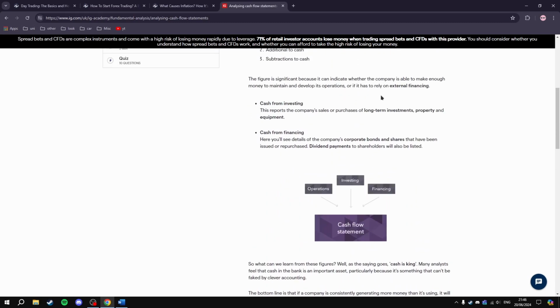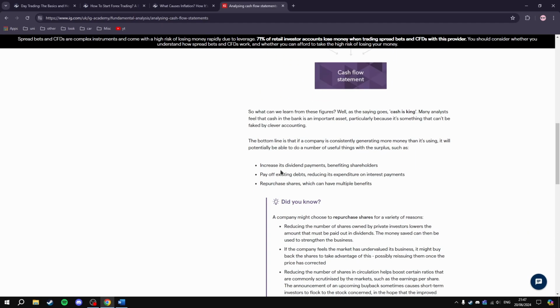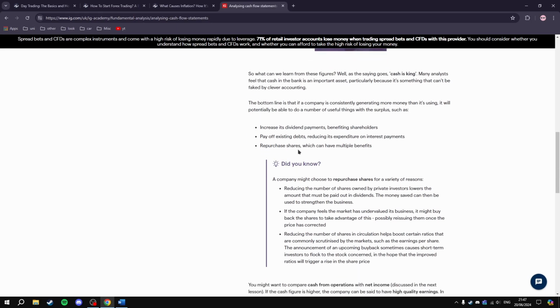So from the cash flow statement, the fundamental is that if a company is consistently generating more money than it's using, it will potentially be able to do a number of useful things with the surplus, such as increase its dividend payments, benefiting the shareholders. We've also got paying off existing debts, so reducing its expenditure on interest payments. And we've got repurchasing shares, which can have multiple benefits.